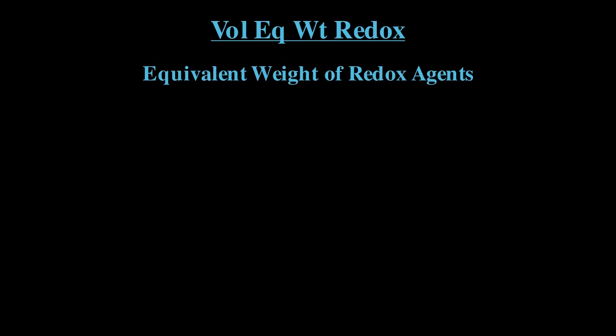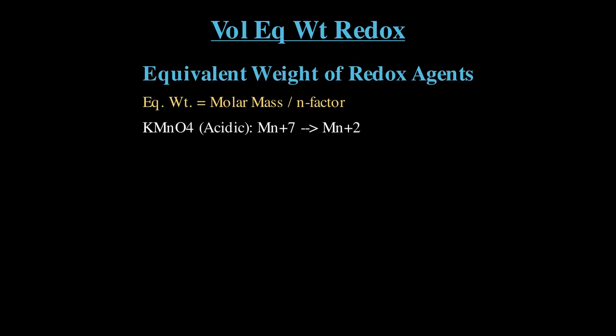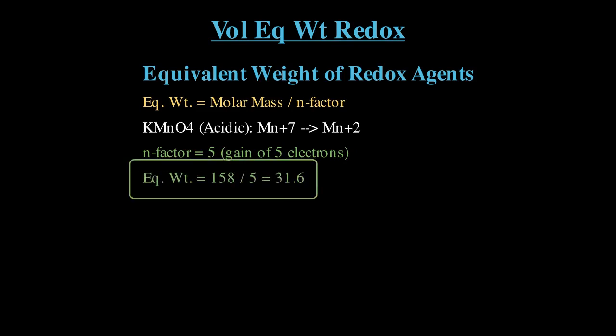Let's calculate the equivalent weight of important oxidizing agents using the N factor, which is the electrons gained or lost per molecule. The formula is equivalent weight equals molar mass divided by the N factor. For potassium permanganate, KMnO4, in an acidic medium, manganese goes from +7 to +2. This is a gain of 5 electrons, so the N factor is 5. The equivalent weight is its molar mass, 158, divided by 5, which gives 31.6.